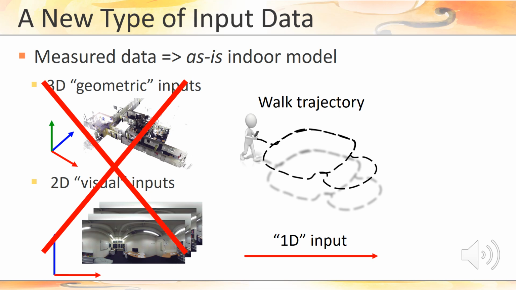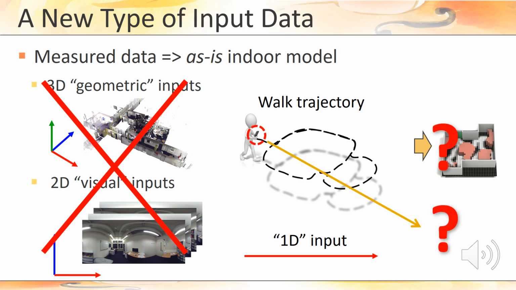A walk trajectory is simple, so it should be very easy to capture, and it does contain some evidence of the surrounding space. However, there are actually two problems with its use. First, a walk trajectory only contains sparse evidence of some walkable locations, and it's not at all obvious how to build a full-fledged indoor model from it. And second, it turns out that recording a walk trajectory in a GPS-denied indoor space is not at all a trivial task.